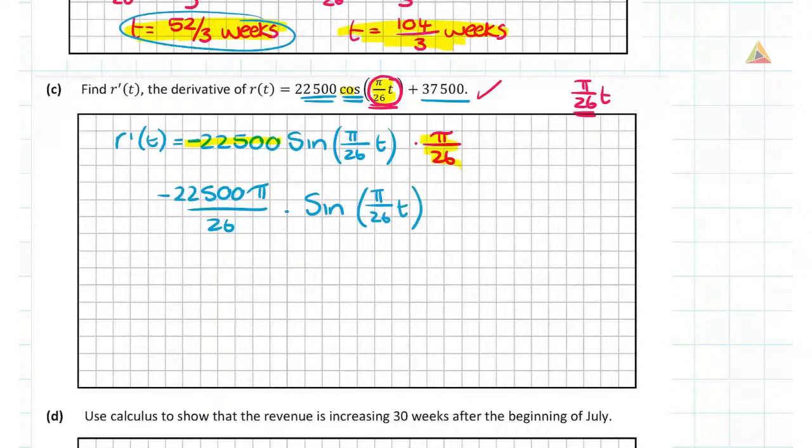So when you differentiate or when you integrate, your angle should never change. The angle should not be changed, but remember the angle does need to be differentiated. So that's what we were doing here. Okay, and that's your derivative.